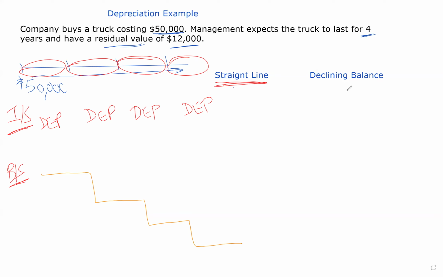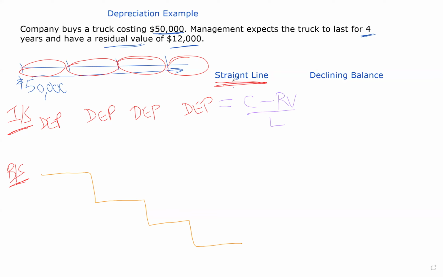Well, very easily, let's put together a formula. So the straight line depreciation expense is going to be equal to the cost minus the residual value over the life of the asset. That's the depreciation expense or the depreciation charge each year. So we can figure this out. It's going to be the same over each of the years. That's why it's called straight line.